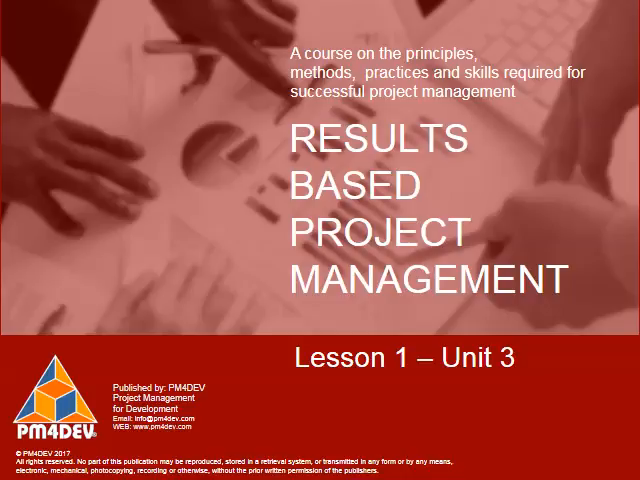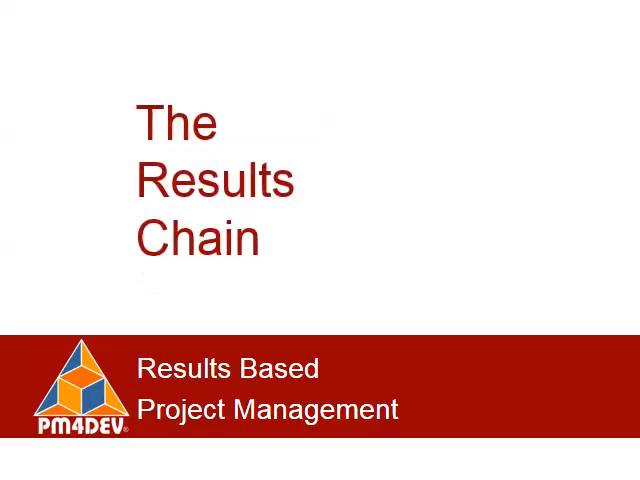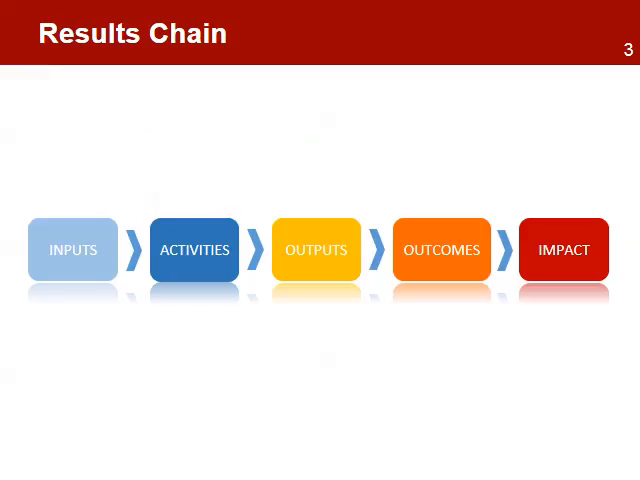Lesson 1, Unit 3. The results chain. The results chain is a logic model that represents the project approach as a linear process to achieve a result. It is represented as a graphic to show the sequence and relationship of the project components.